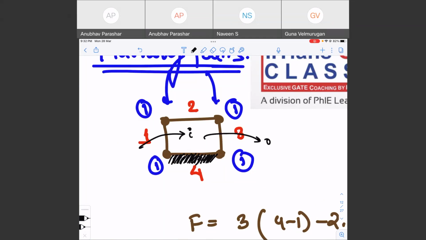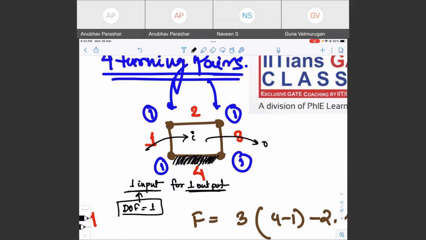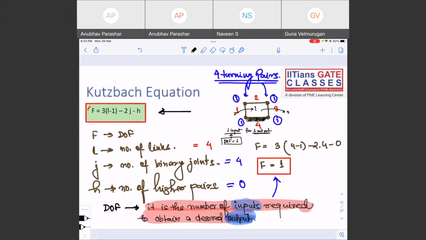This is the input and this is the output. So how many inputs are you giving to get one output? One input for one output, right? So this is possible only when degree of freedom is equal to 1.